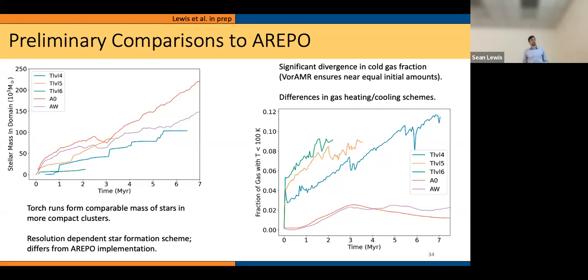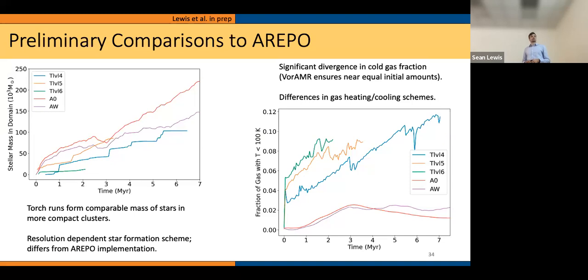We can also look at the total fraction of cold gas that is present in each of these runs, cold gas being less than 100 Kelvin. So this is really interesting. It shows that my tool, VOR-AMR, presents an interesting way to compare different code bases, in this case AREPO and Torch, in the sense that all of the runs are initialized at the same point, as they're supposed to be. Now, the same total fraction of cold gas is present.